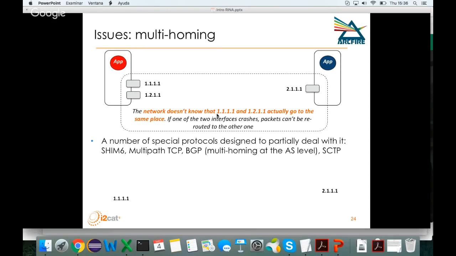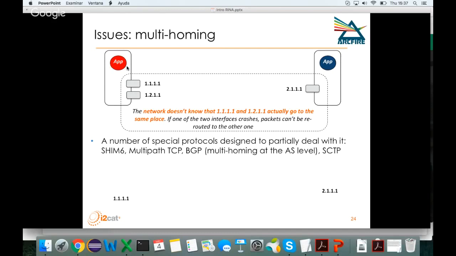But the problem is that the network doesn't know that 1.1.1.1 and 1.2.1.1 go to the same place. To the network, they look just like two interfaces, and it doesn't know that they are part of the same physical computer. So the network cannot reroute. To fix the problem here, you would have to issue a DNS update, then allocate another TCP flow, and so on, which, even with dynamic DNS, can take in the order of a few minutes. So here we can see that the network doesn't support multi-homing. There are all sorts of protocols to be able to fix this issue.